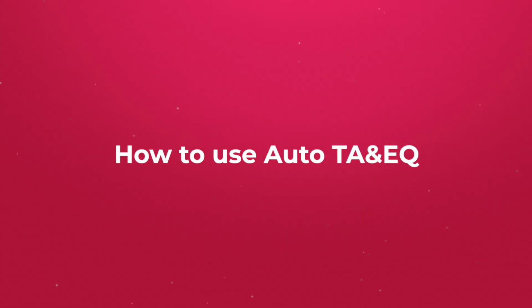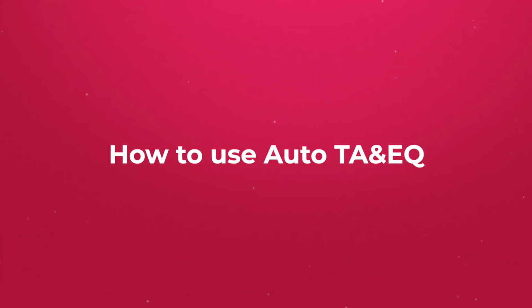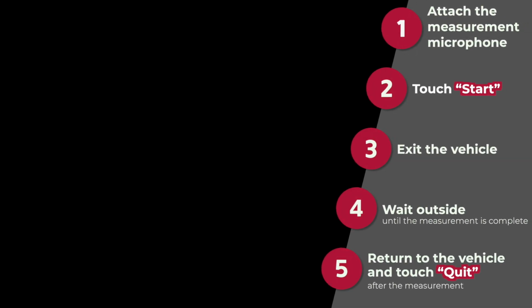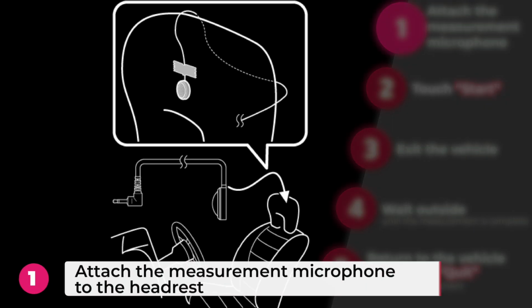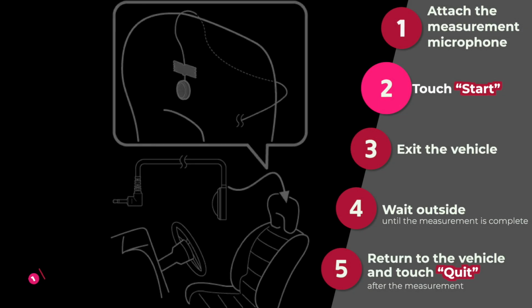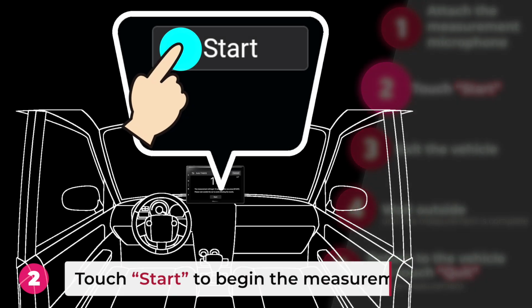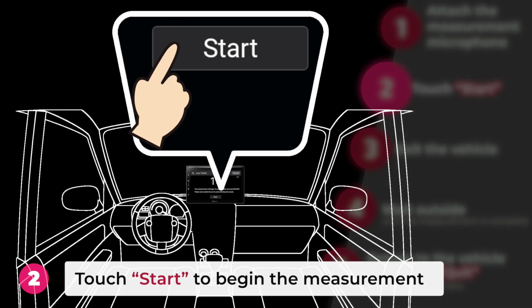Next, we'll introduce an overview of how to use Auto TA&EQ. There are 5 main steps in the process. First, attach the measurement microphone to the headrest. Next, touch Start to begin the measurement.